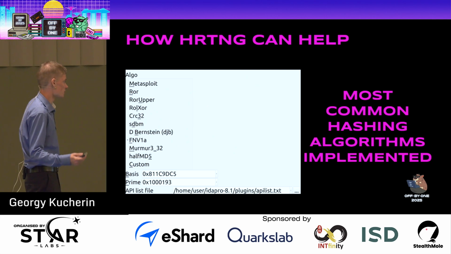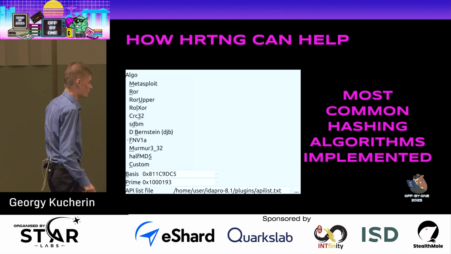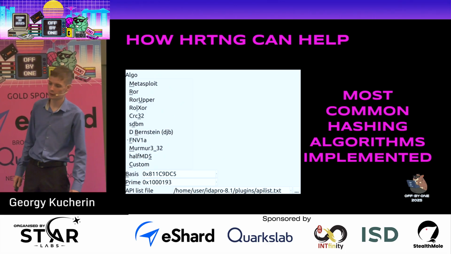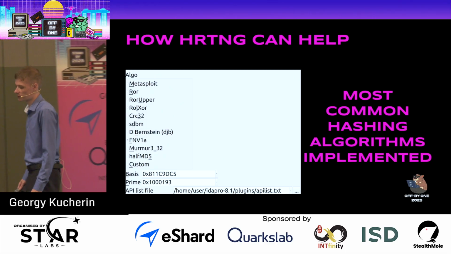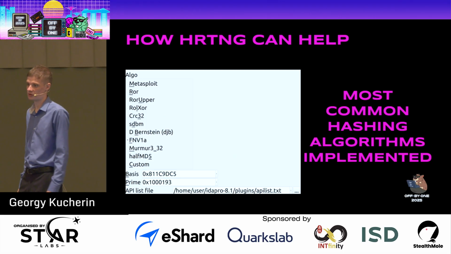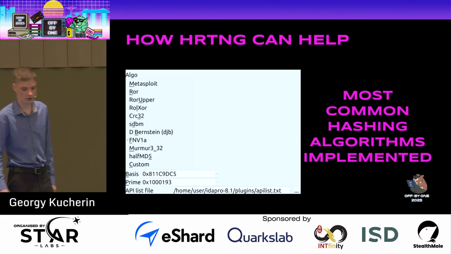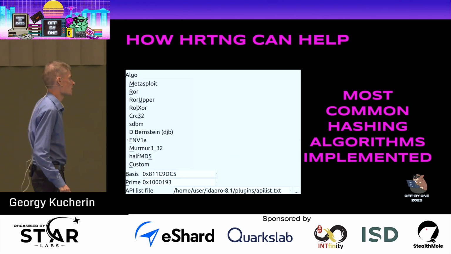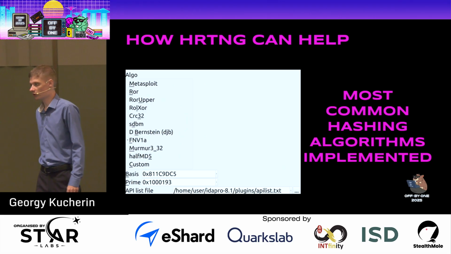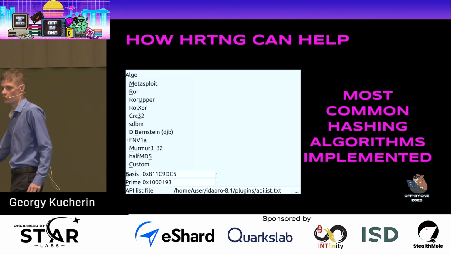Now, this technique is very commonly used in malware, and that's why HRTNG implements functionality allowing you to defeat it. This plugin also implements many common hashing algorithms used in malware, such as ROR13, CRC32, FNV1A, and many others. Now let me show you how this functionality works.